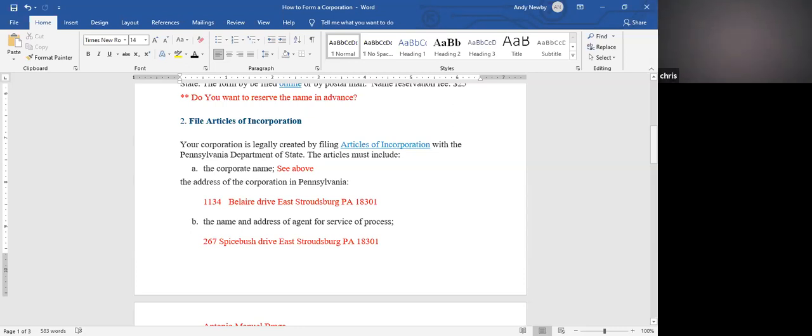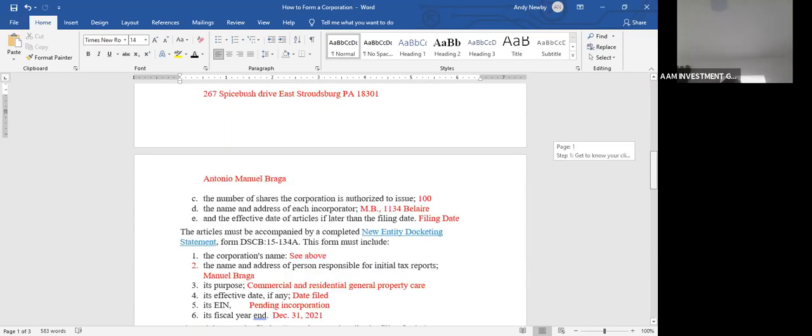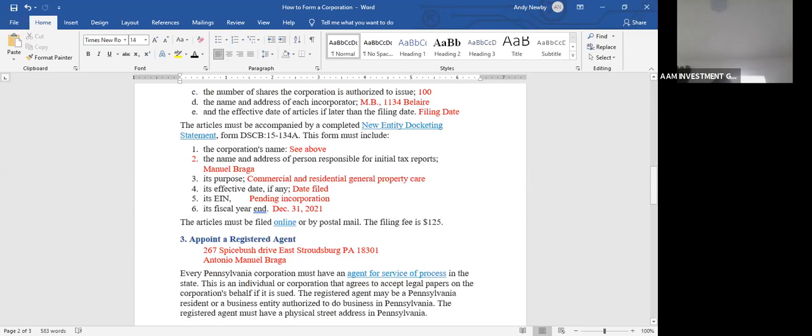All right. So that's B. There's the name. So C, number of shares the corporation is authorized to issue. If you're the only person in that corporation, you don't need to issue more than 100 shares, and you would issue all of them to yourself. The name and address of each incorporator. Usually you only need one incorporator. The incorporator is simply the person that's filling out the paperwork for the company, right?